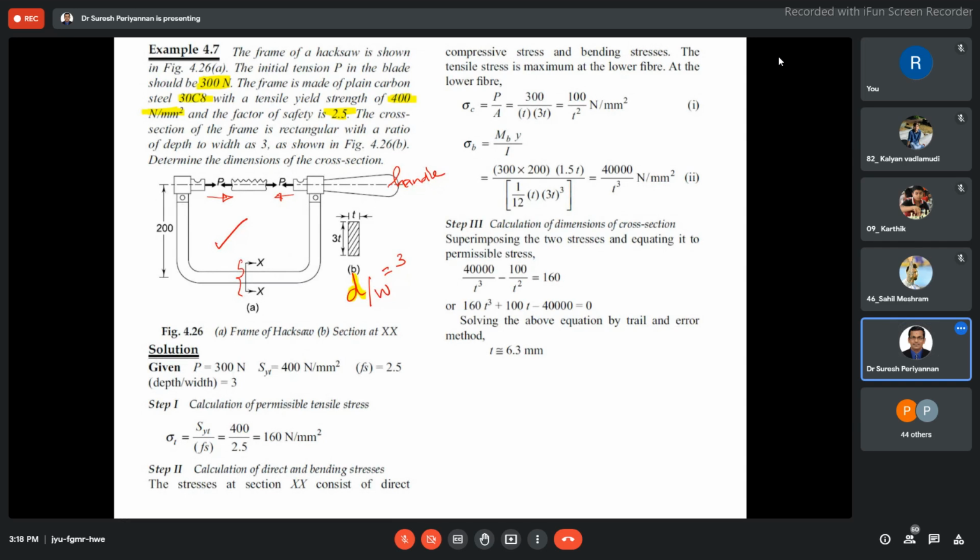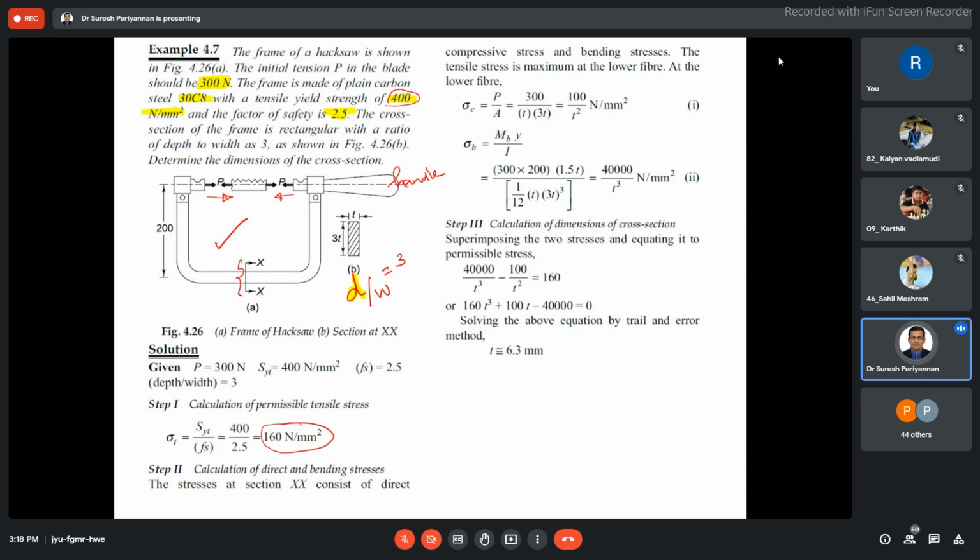First, calculate the permissible tensile stress. What is the permissible tensile stress? They have given yield strength 400 Newton per mm square and factor of safety 2.5. Then 400 divided by 2.5 is our permissible limit, 160 Newton per mm square. Now come to calculating the direct and bending stress.